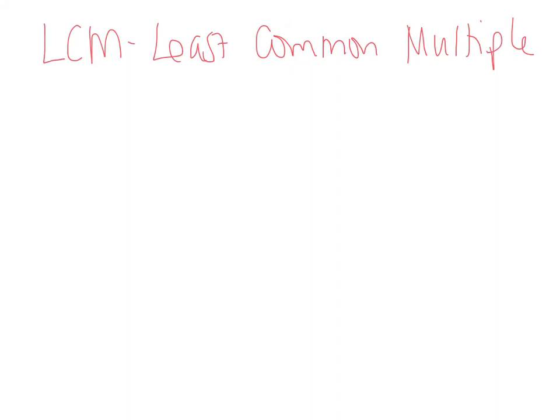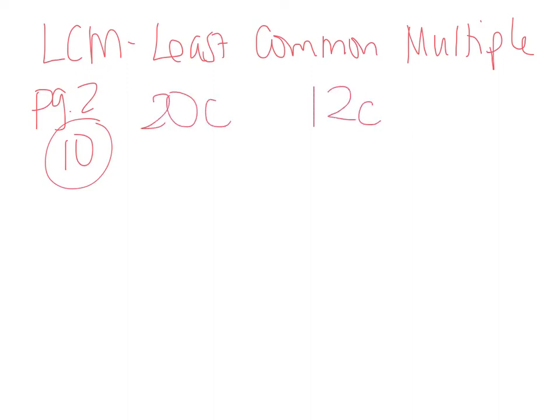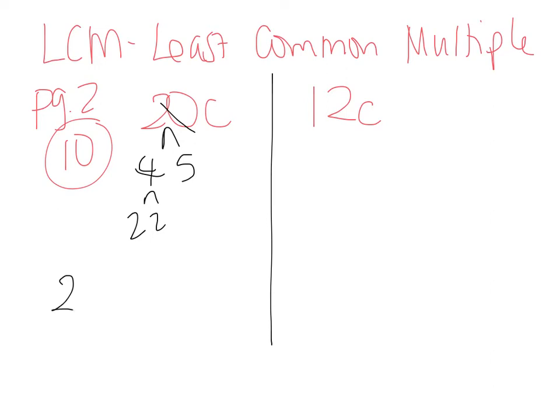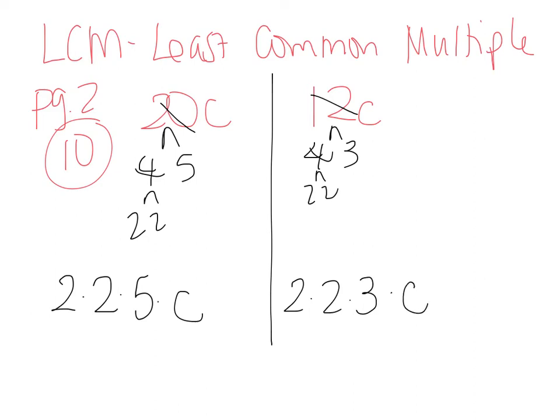The other part of this was the LCM, which is the least common multiple. And we're going to start the same way. So this is on page 2 of your notes. And we're going to look at number 10 first. So we have 20C, we have 12C. So I'm going to start by doing a factor tree for both of those numbers and writing them down as their prime factorization. So 20C is 2 times 2 times 5 times C. And then 12 we can break down to 2 times 2 times 3 times C.